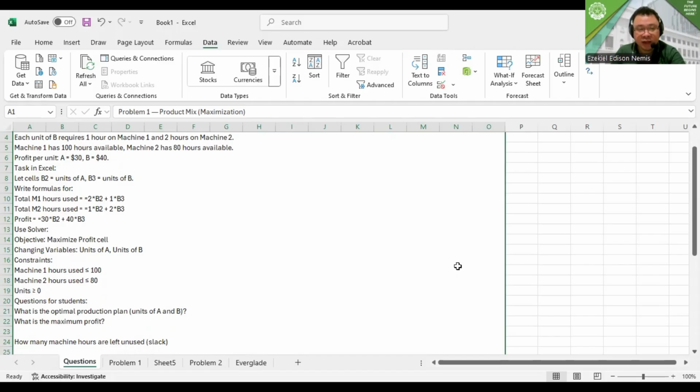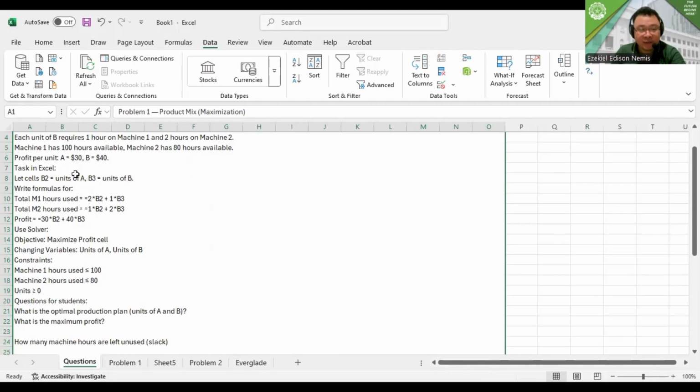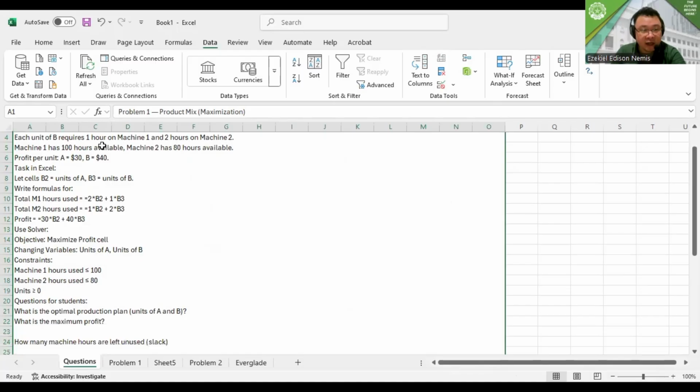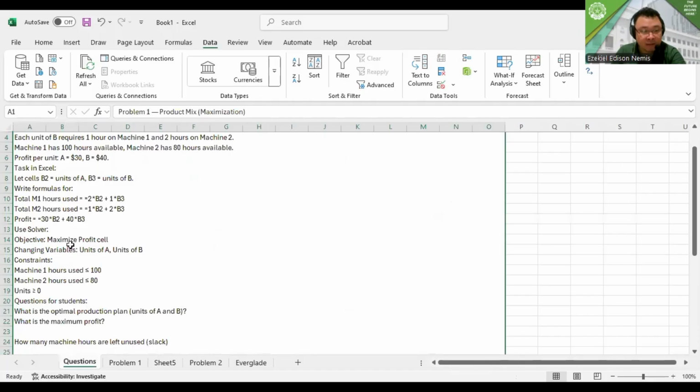All right, so let's do this. First things first, let us open the Excel file. All we have to do is to input all the data. And then, remember, this is product A and product B. You can see it here, right? The profit per unit. And then we have the units produced. You can see it all here.